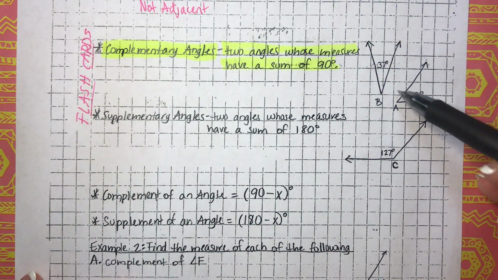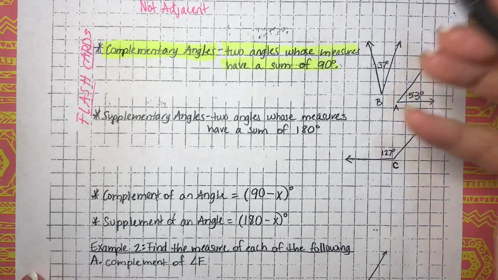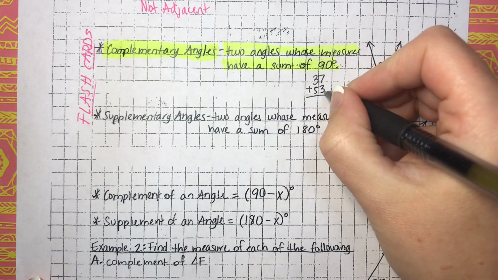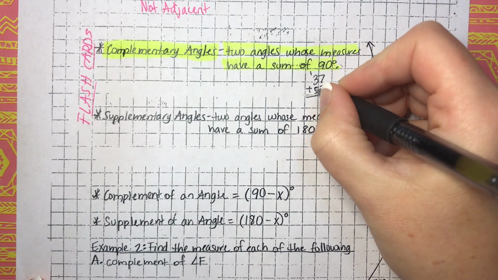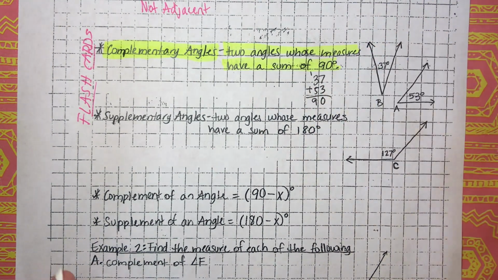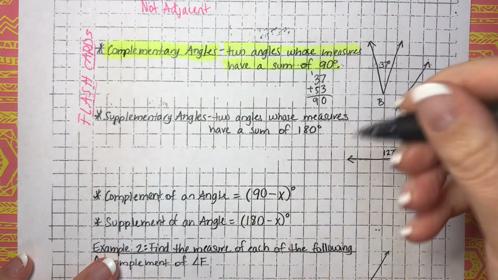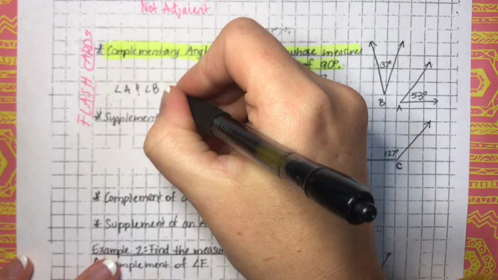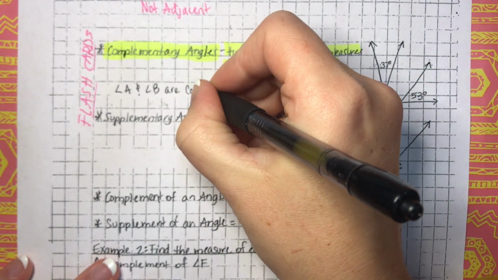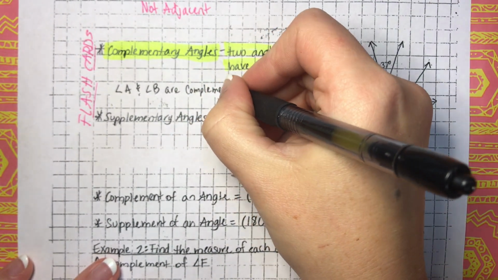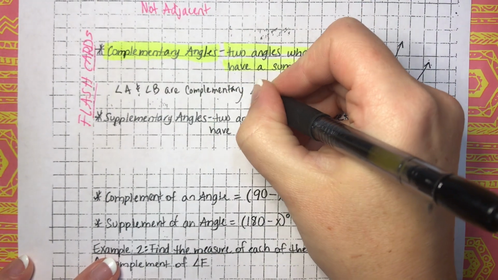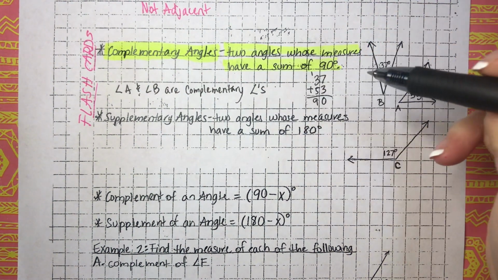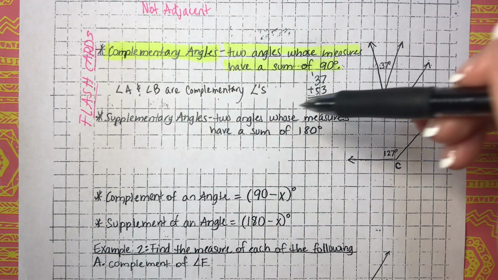So let's go ahead and add these two numbers up. 37 plus 53. So 37 plus 53, what do we get? 7 plus 3 is 10, write the 0, carry the 1. 3 plus 5 is 8, plus 1 is 9. They're 90 degrees. That means that they are complementary. So we can say that angle A and angle B are complementary angles, and I like to just use this shortcut. Mathematical writing shortcut, that means angles. So A and B are complementary angles.